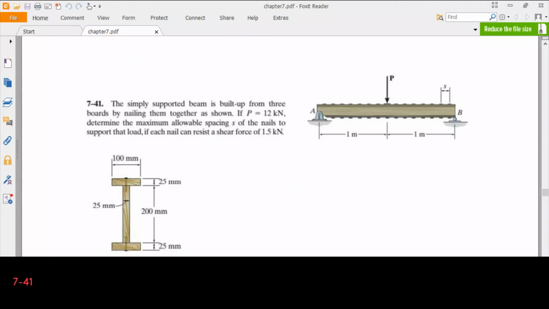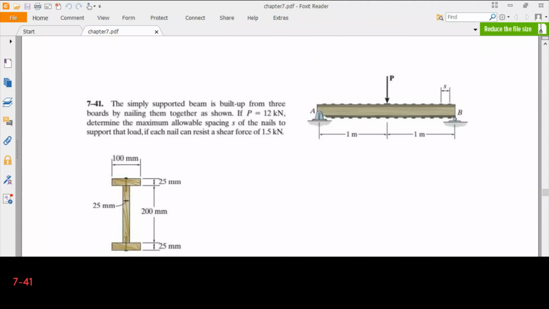Okay, our problem is 7.41. The simply supported beam is built up from 3 boards by nailing them together as shown. If P is equal to 12 kilonewtons, determine the maximum allowable spacing S of the nails to support that load, if each nail can resist a shear force of 1.5 kilonewtons.